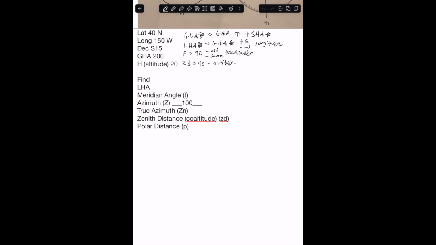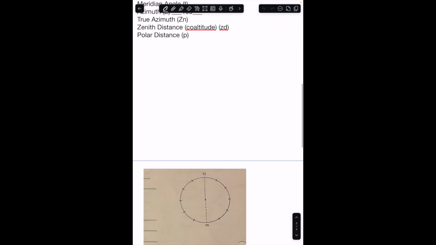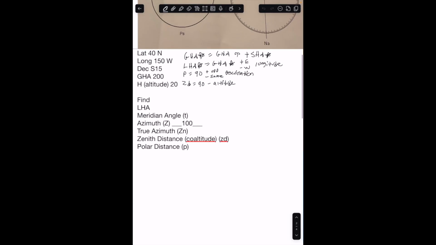So we're given this information, and we're asked to find some various information, and we're asked to plot it. So before we plot everything, let's just get all of our numbers set up here. The first thing is finding our LHA. And we know that the LHA of a star is the GHA plus east minus west longitude. Well, we have the GHA right here, which is 200, and we have our longitude, which is west of 150. So I just do 200 minus 150 is equal to 50 degrees. And that is our LHA.